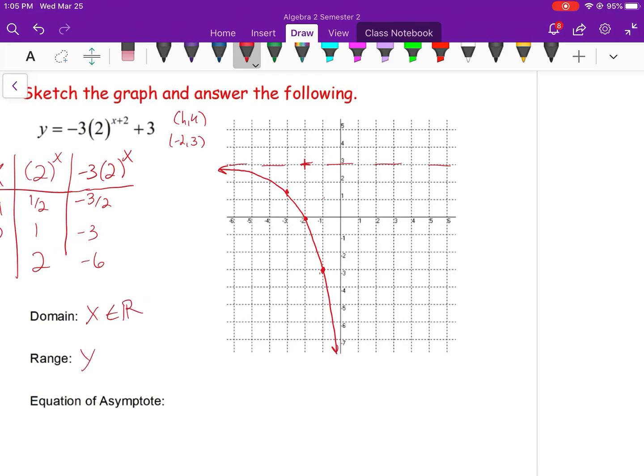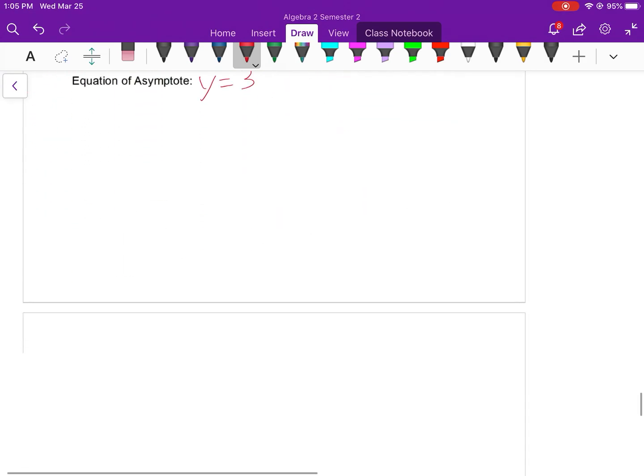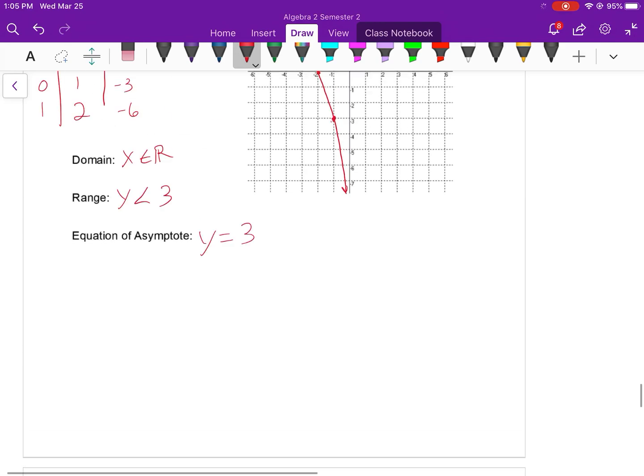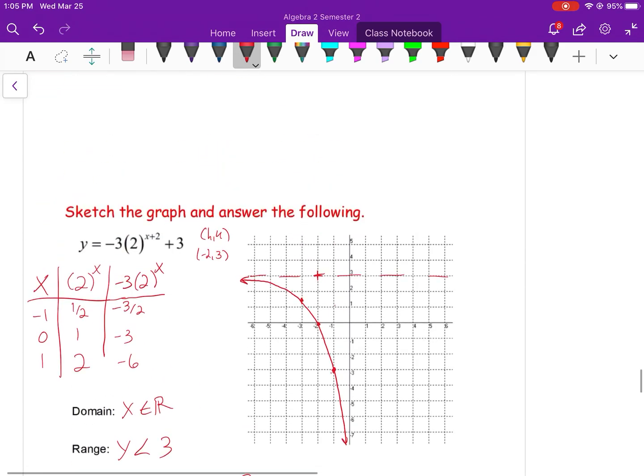Domain the same. Range, in this case, since now we're below the asymptote, it's going to be y is less than, and that less than value is 3, meaning the equation of our asymptote is also y equals 3. That is all we got. That is graphing.